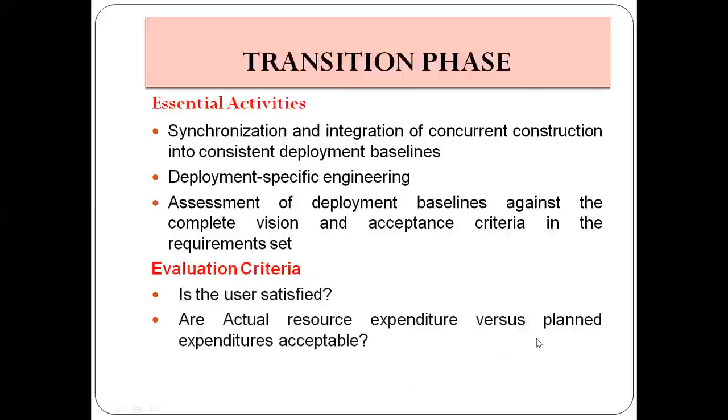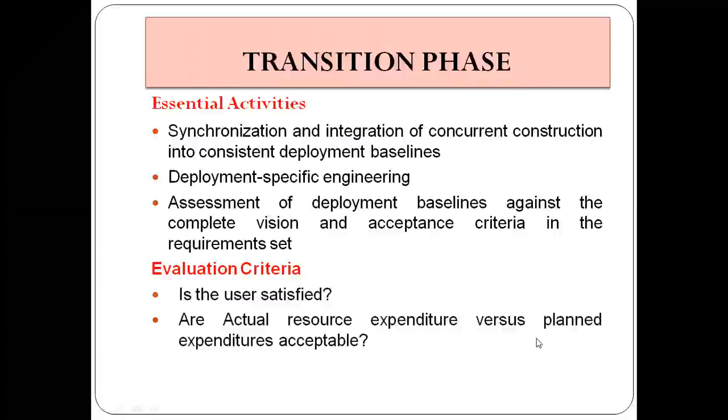So they have to evaluate the essential activities we have done. The first evaluation criterion is: is the user satisfied? So how are they going to check whether the user is satisfied or not? They will be taking feedback from the users. We have deployed the project, so there is no problem with our schedule of project delivery, right? Already we have delivered the project, so there is no scheduling of time now.